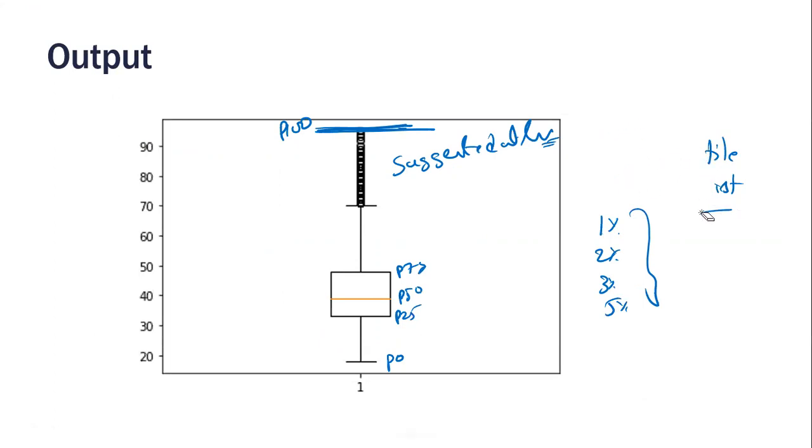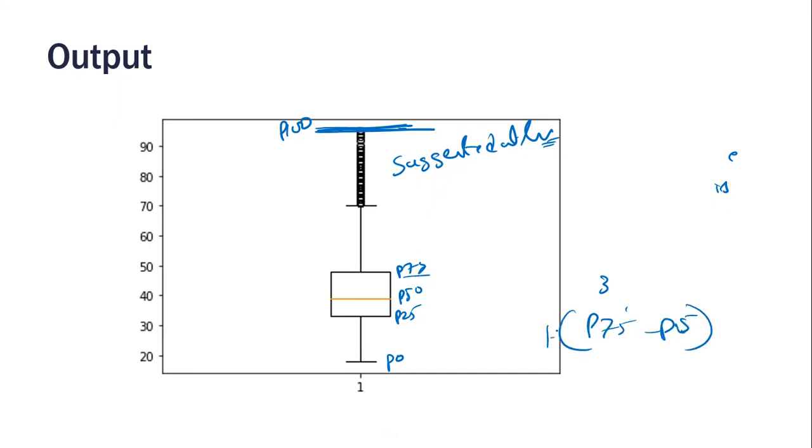What is the logic behind suggested outliers? I think internally they take P75 minus P25, multiplied by 1.5 times or 2 times or 3 times, like that. Then from P75 plus that difference, they put a limit, and these are the suggestions. What you can do is simply ignore that and consider this as the whole box plot.